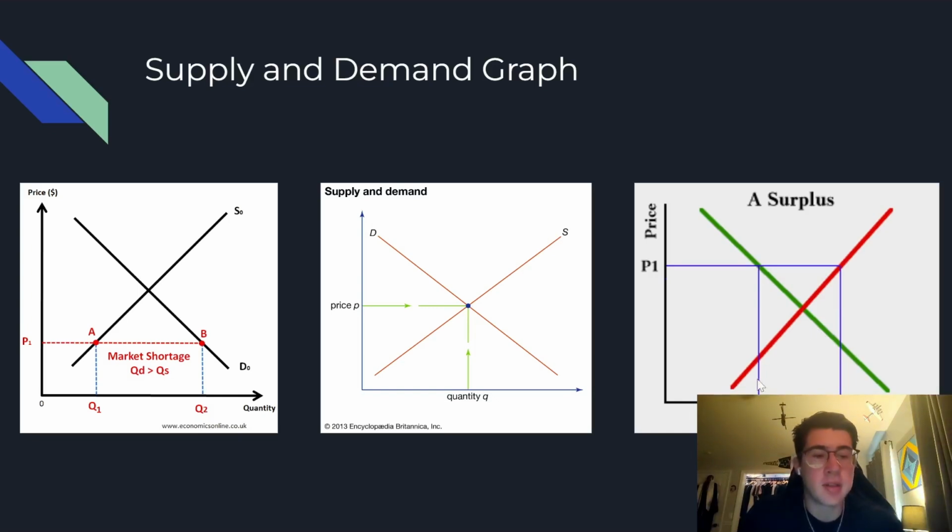So if it's a high price level, people don't want to buy, but suppliers want to sell. So what does this mean? We have more supply than demand. That's essentially all it is, guys. You look at the price level and you draw a straight line across, and then you find where it intersects, and you match it up with the quantity.